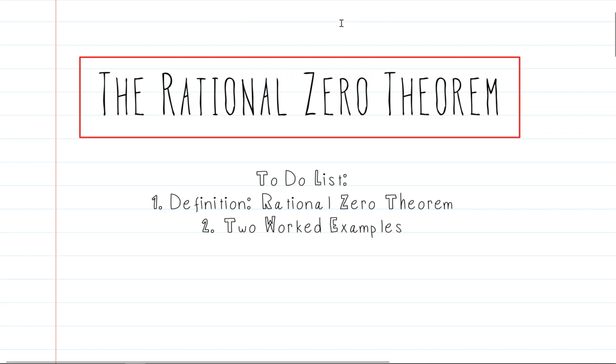Today we're talking about the rational zero theorem. Our to-do list: first off, the definition of the rational zero theorem, and then we'll give you a couple worked examples. I'll also put the timestamps for these two items in the to-do list in the video description so you can skip ahead if you want.